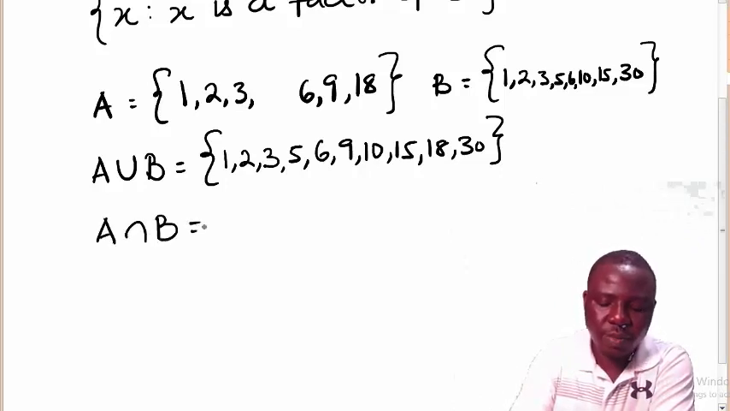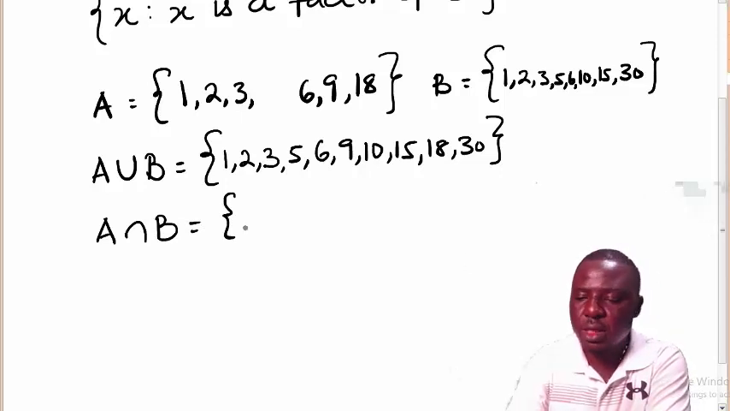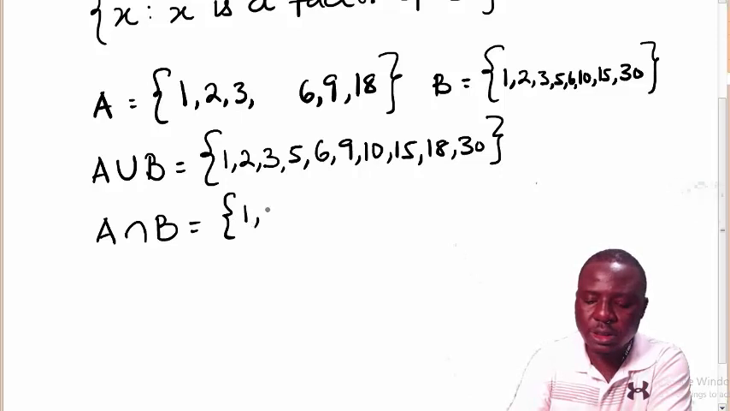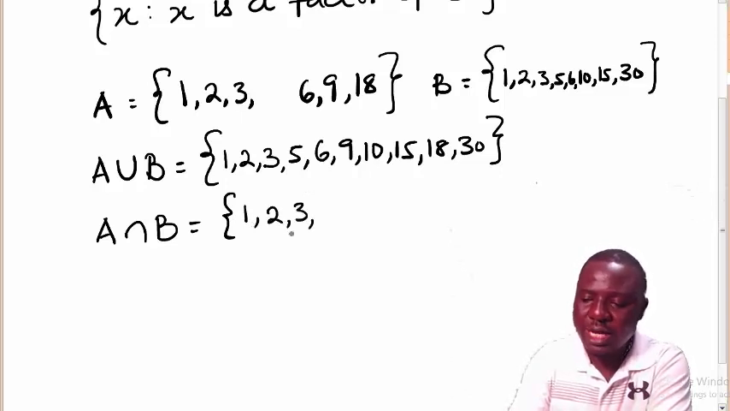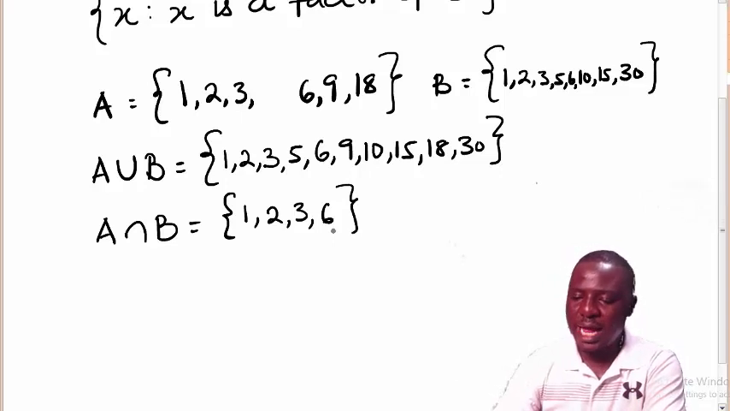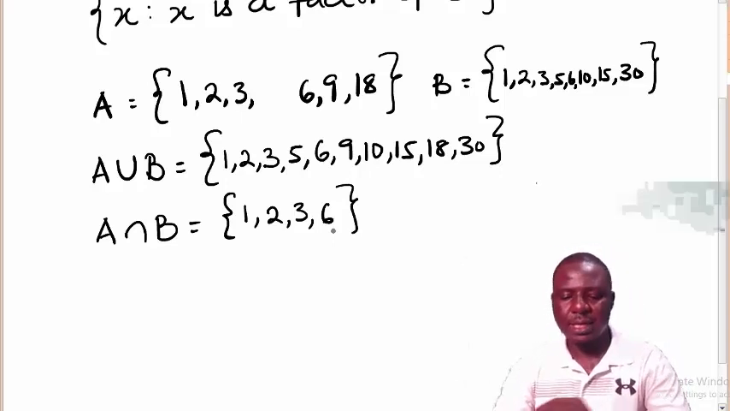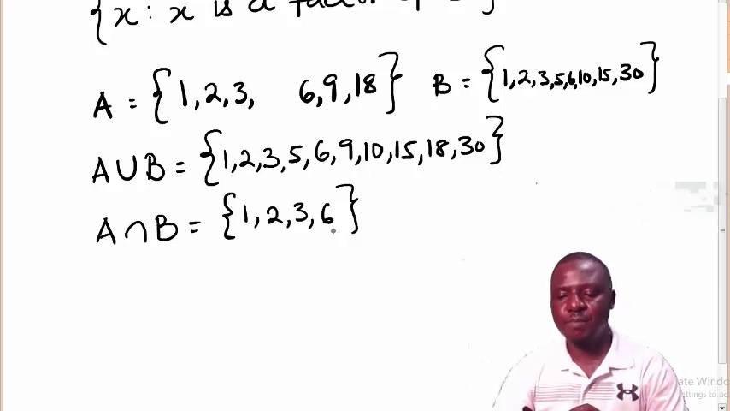while A intersection B is said to contain the elements 1, 2, 3, and 6. So these are elements that you can find in both A and B.